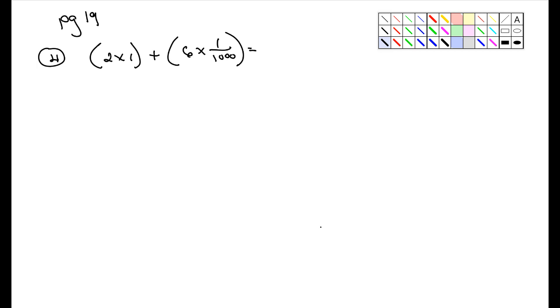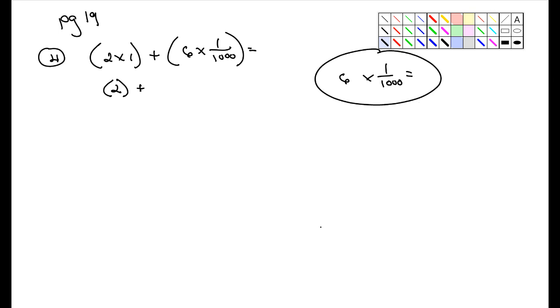Okay, so let's see here. Mr. Spears, what's 2 times 1? 2. So that's 2 plus. And then you could, if you need to, write this on the side here to do the work, or maybe you could just do it in your head. What do I need to do to solve this problem right here? What's the first thing I need to do? Can I multiply 6 by 1 over 1,000? Yes. Yeah, what do I do?